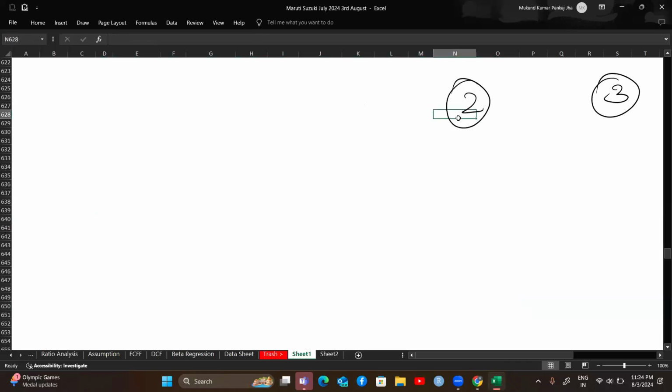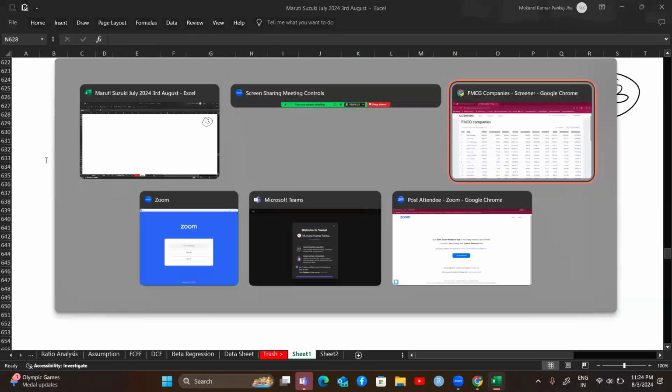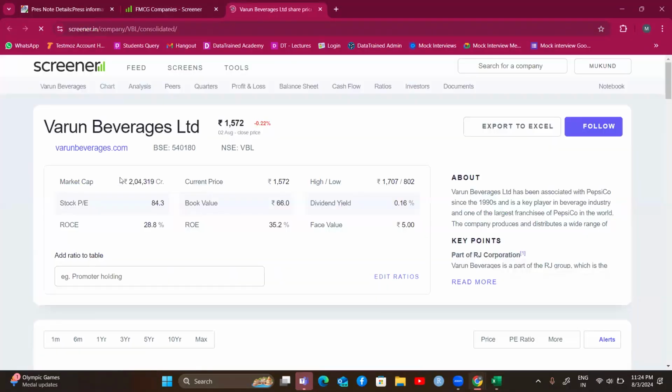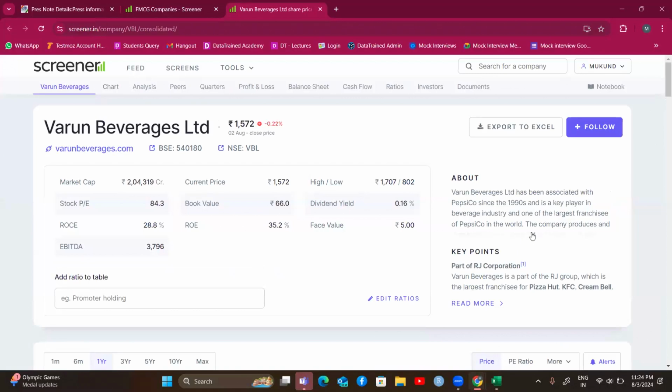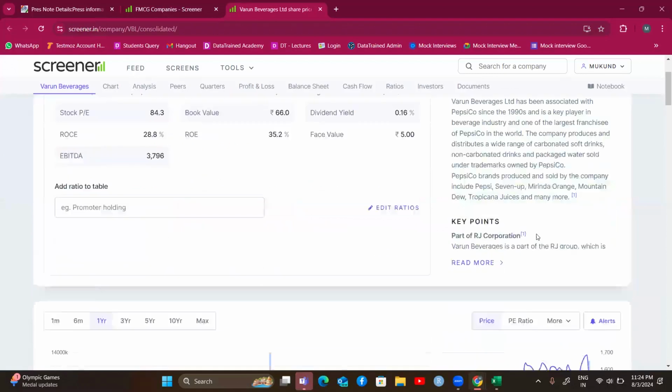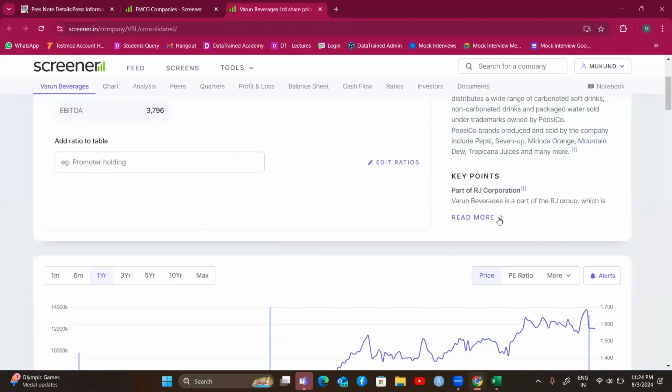Varun Beverages, does it have a monopoly over what? Does Varun Beverages have any monopoly business? We also need to look into that as well. Varun Beverages is a part of RJ Group.